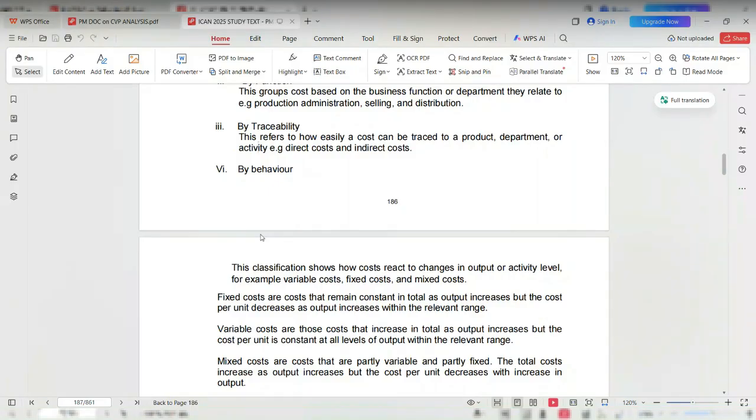Fixed costs are costs that remain constant in total as output increases, but the cost per unit decreases as output increases within the relevant range. These costs remain constant in total as output increases, but the cost per unit decreases as output increases within the relevant range.